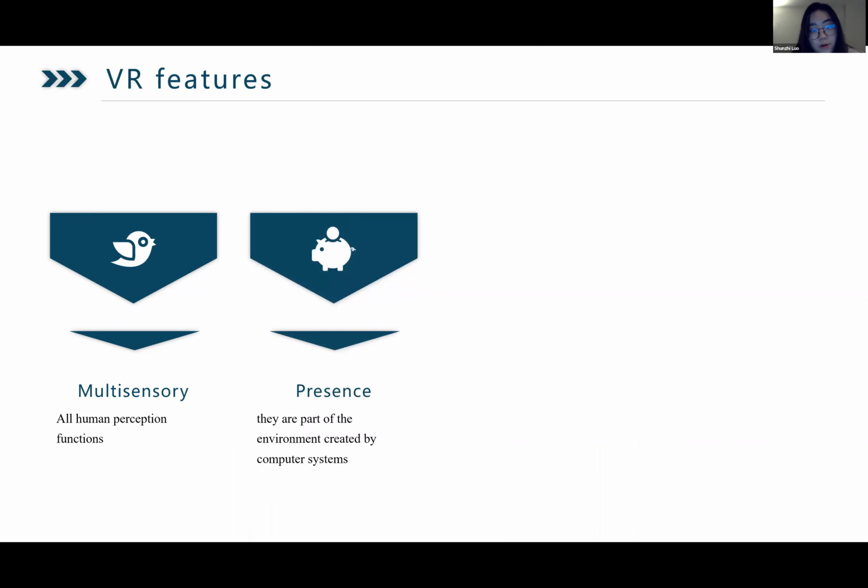Immersion is the most important feature of VR. It allows users to become and feel that they are a part of the environment created by the computer systems.